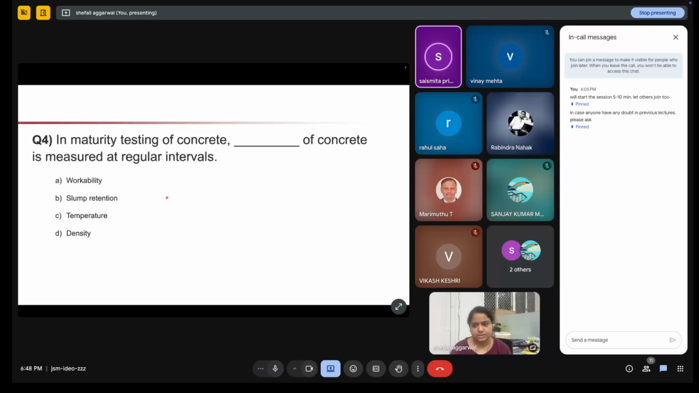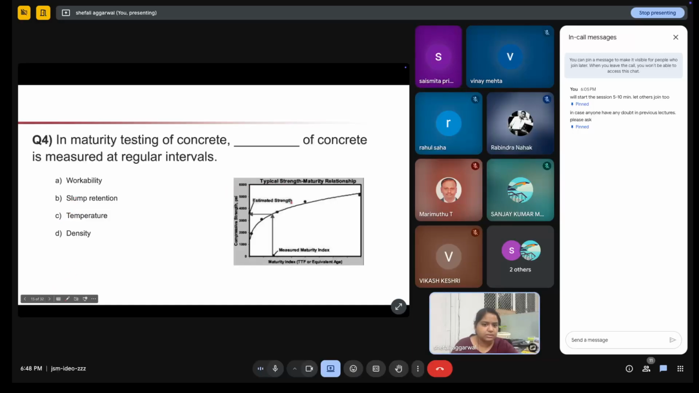C, temperature, correct. So this is how a typical graph looks like for the maturity test. You will estimate your compressive strength through temperature. So change in temperature will give you the estimated strength of your concrete system. So the answer will be C, temperature.